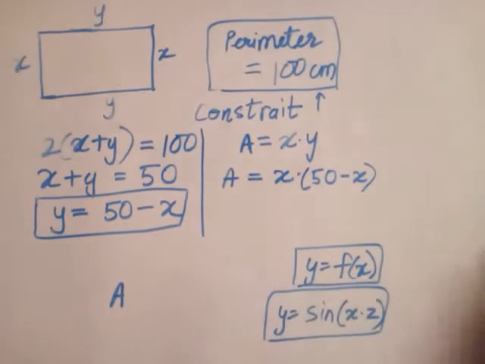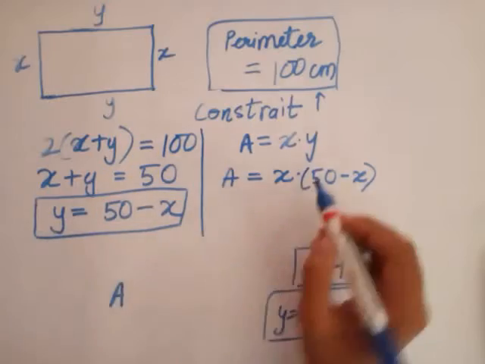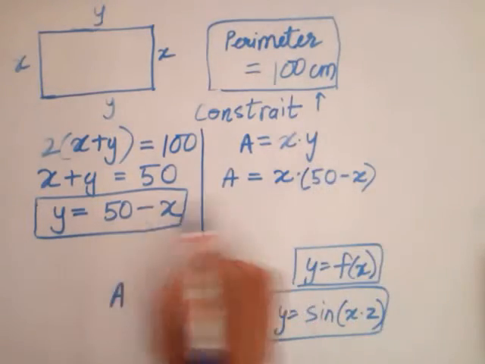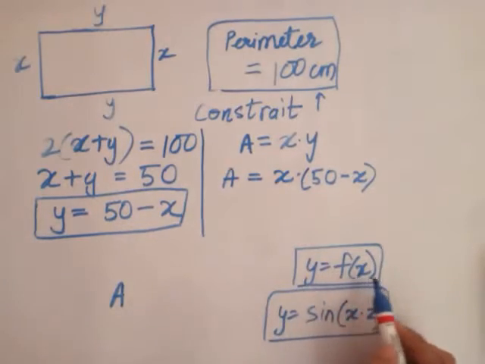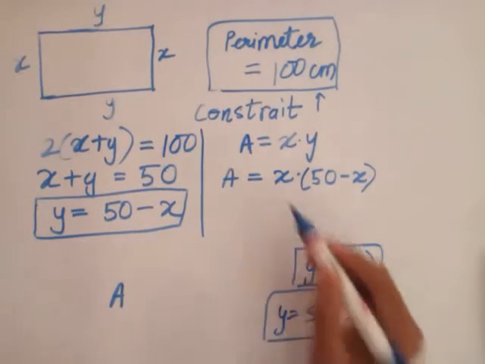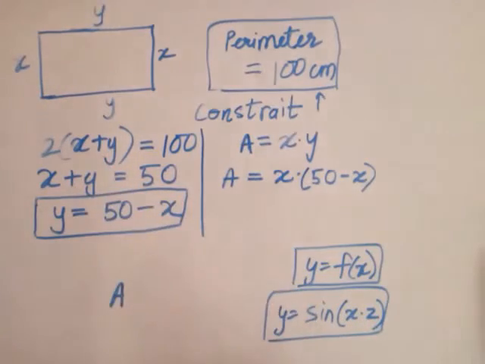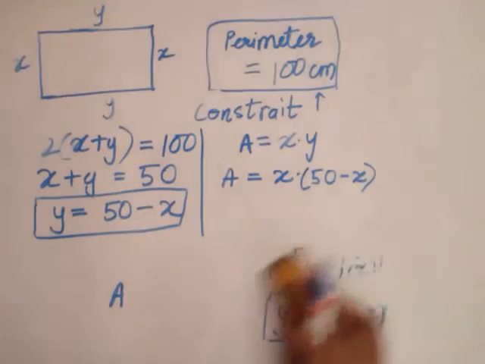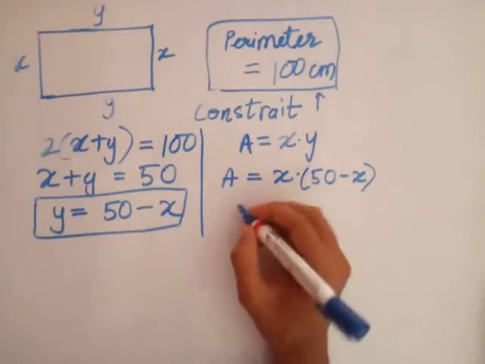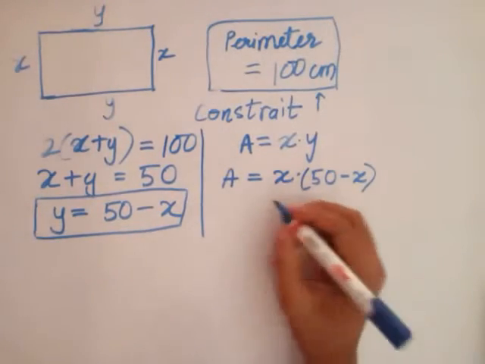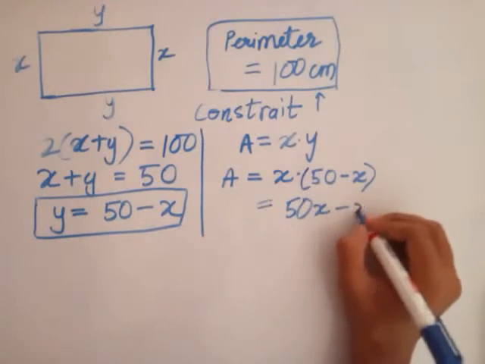So there's only one independent variable, and in order to eliminate the second variable, we have to rewrite it in terms of the first variable. As you can see, now this equation is of the form y equals f of x, and this is actually the main use of the constraint: to eliminate one of the variables. Okay, so let's continue. So the area is equal to x times, so you can just rewrite this as 50x minus x squared.